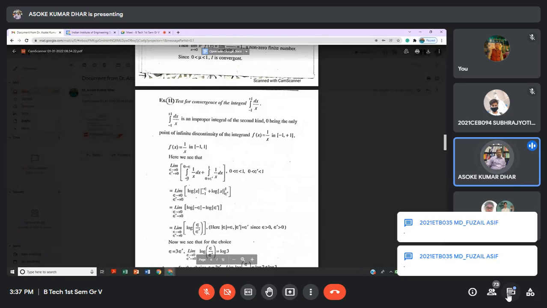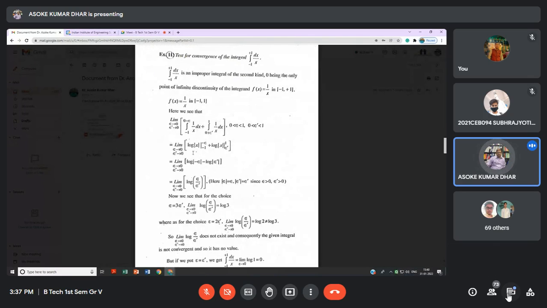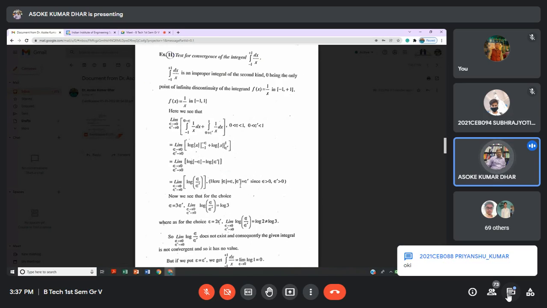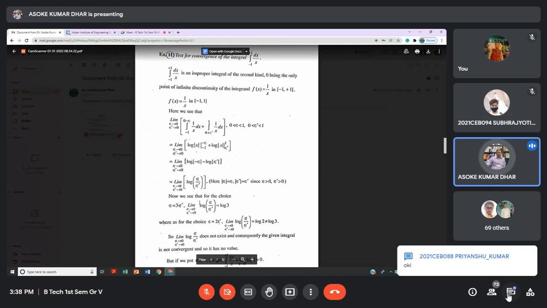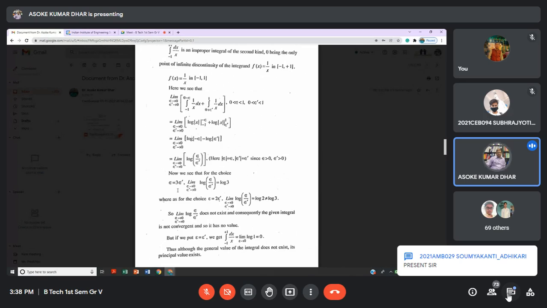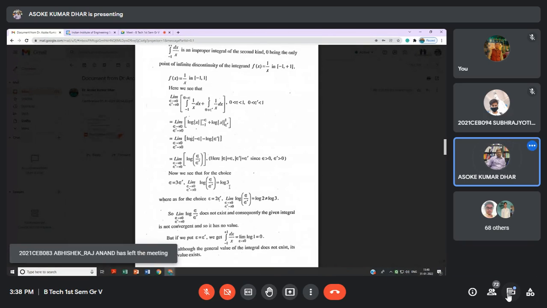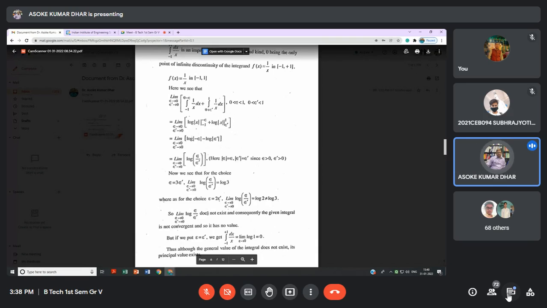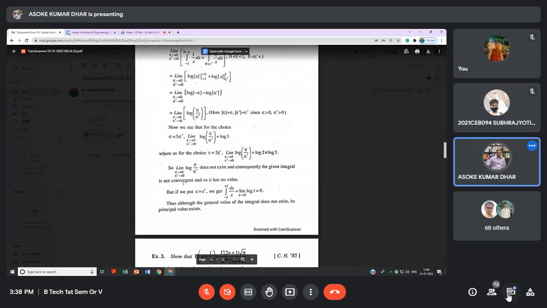Then taking both limits, this is log x, and this is also log x. So this is equal to log of epsilon by epsilon dash. Now we see that the choice matters. If we take epsilon as 3 epsilon dash, then the answer will be log 3. If we take epsilon as 2 epsilon dash, the answer will be log 2, not equal to log 3. So you see that there are so many answers, so the integral does not converge.